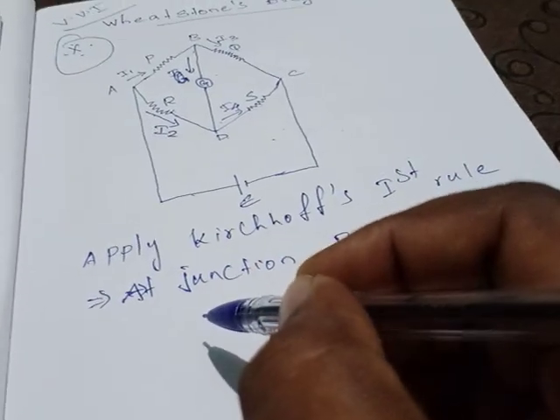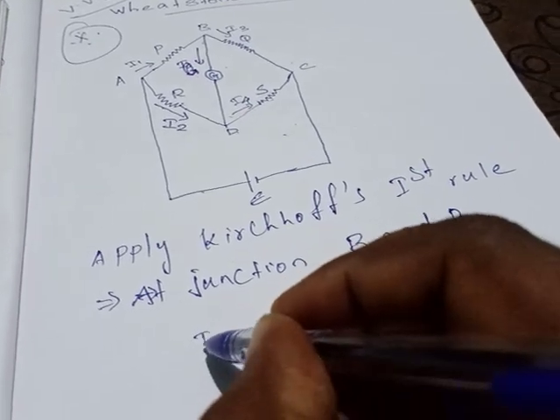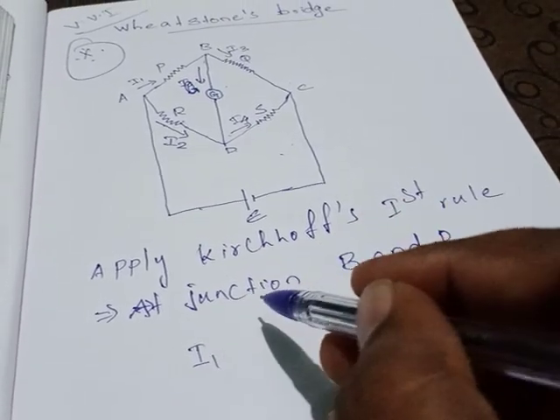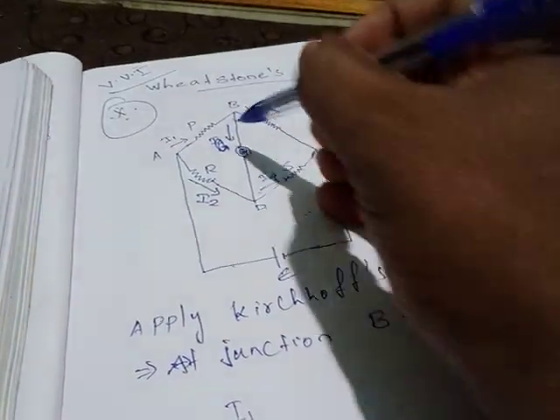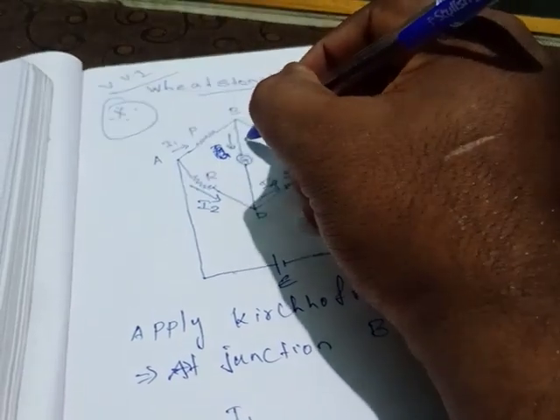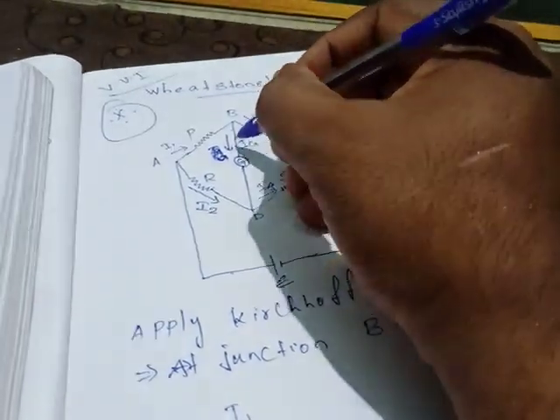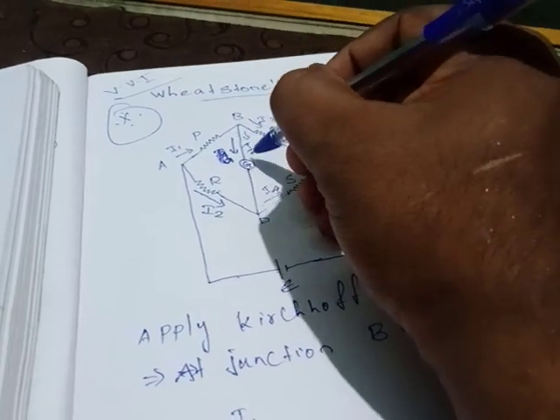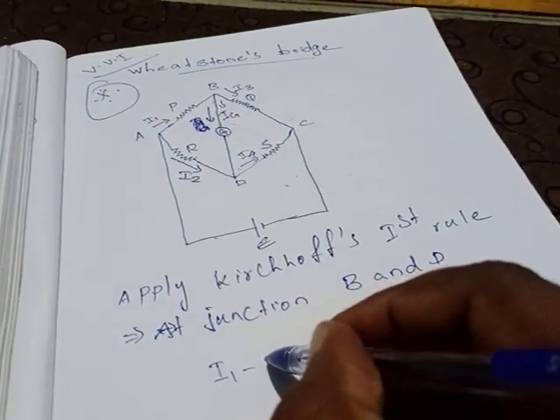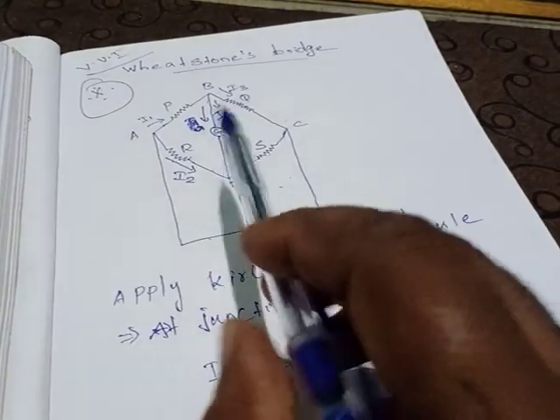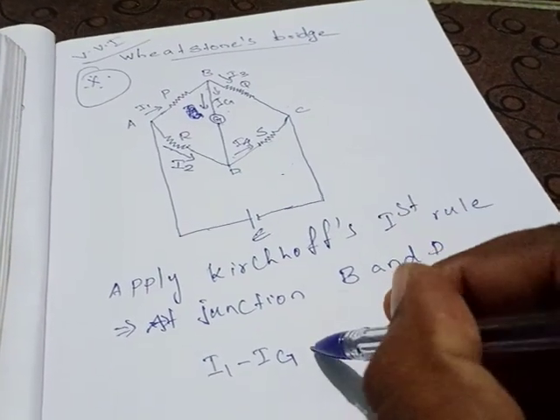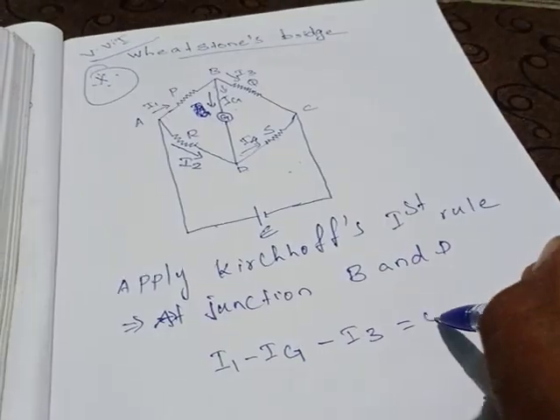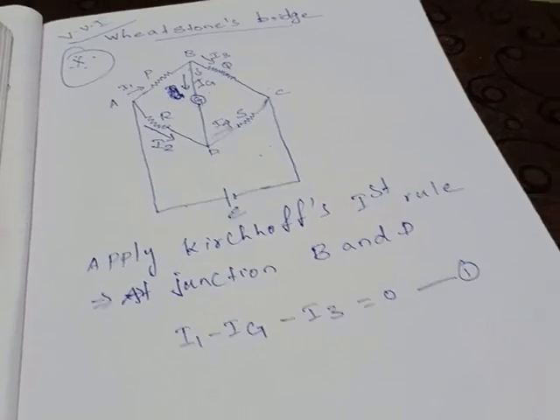So what can you write? What are the currents moving towards the junction? I1, so positive, plus I1. Ig is moving away from the junction, so take minus Ig. Then I3 is also moving away from the junction, so minus I3 equal to 0. This you take as equation 1.